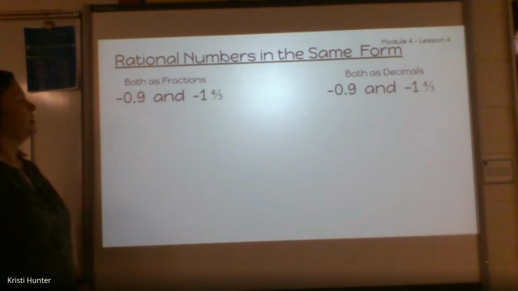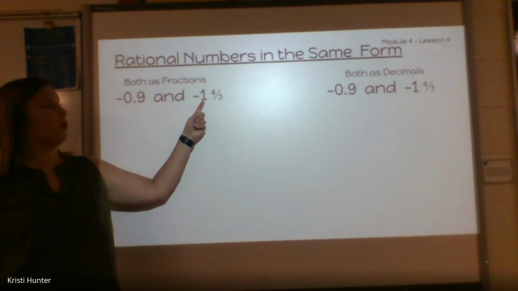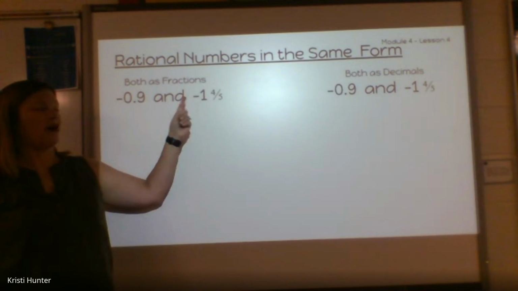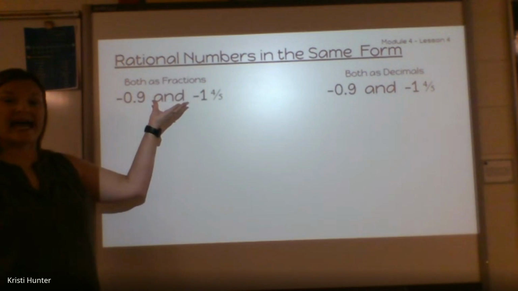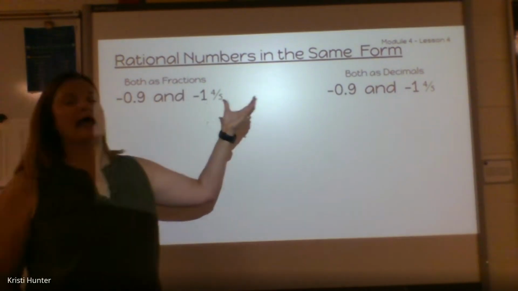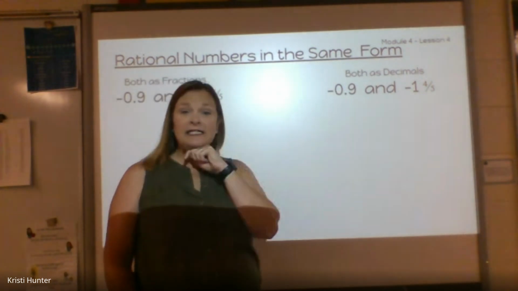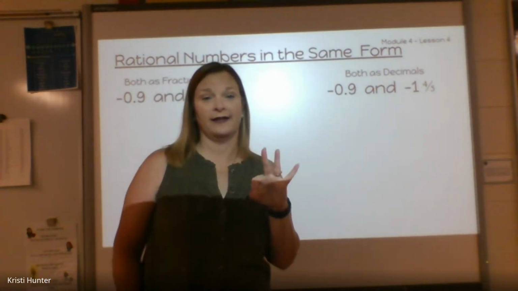Here it is. Negative 0.9 and negative 1 4/5. All right, split your board in half and see if you can make both of these as a fraction and then both of these as a decimal. If you'll please pause the video and give them about 3 minutes to work.